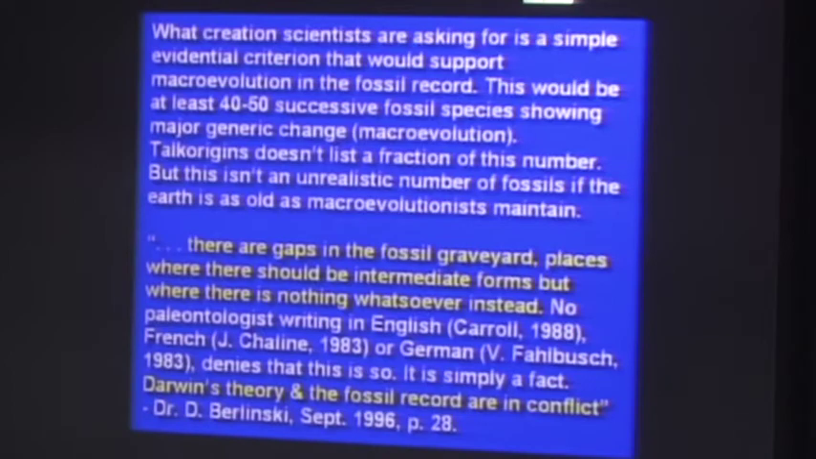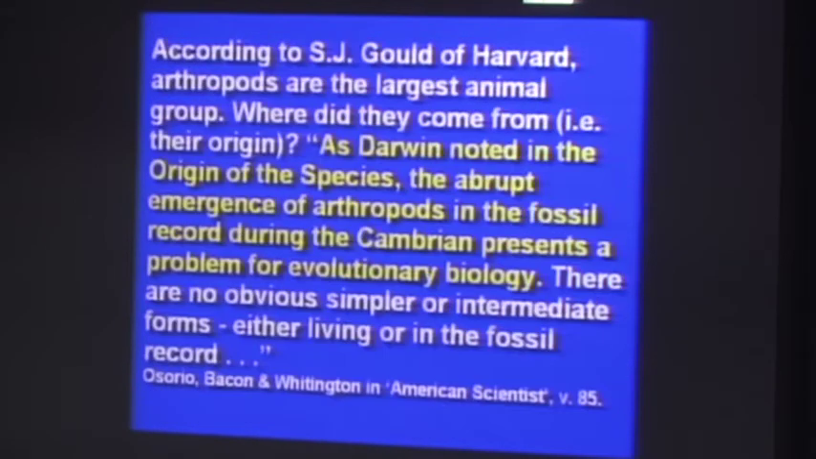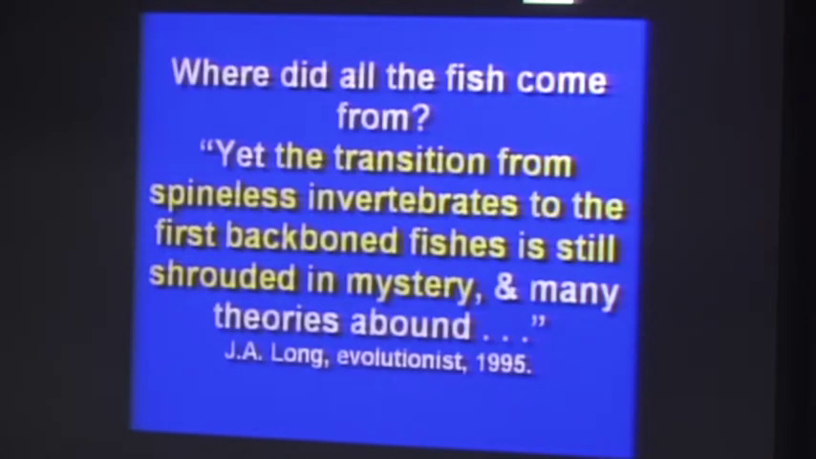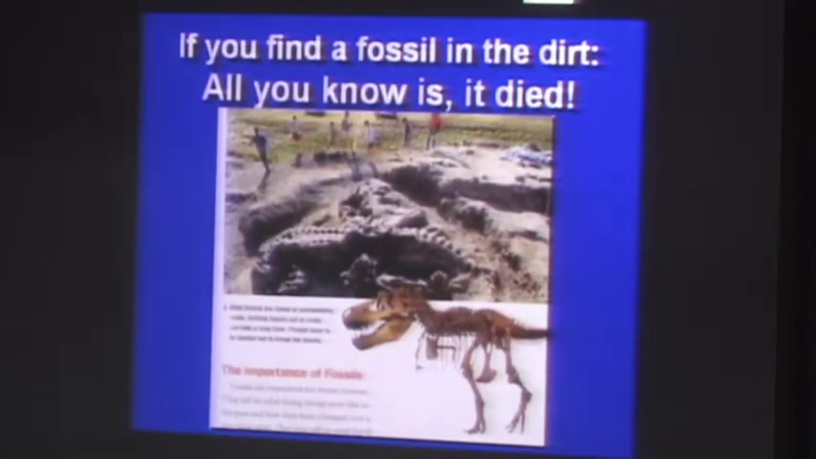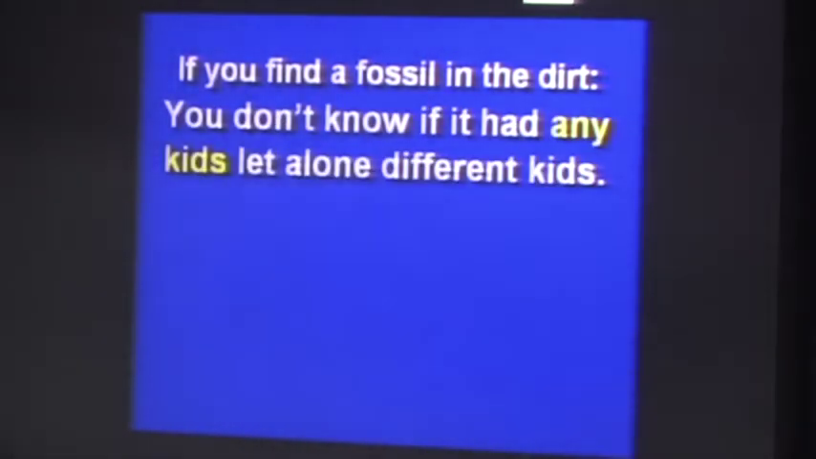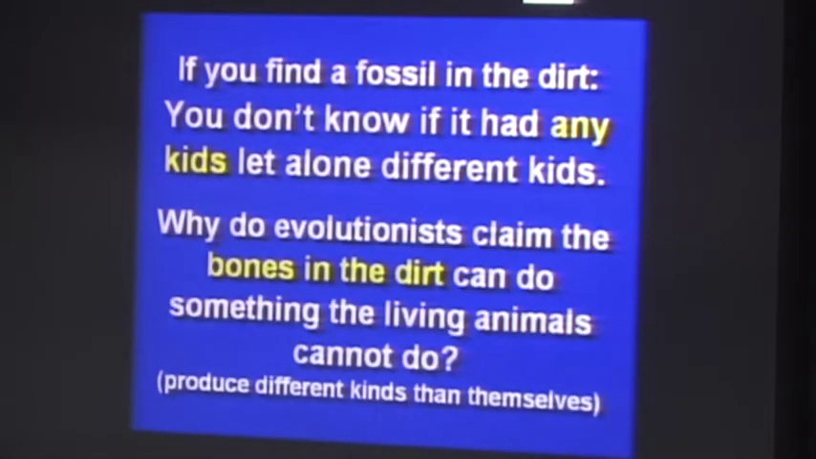Okay? And we could spend 2 days on the fossil record. There's no fossil record, and there are gaps all over the place. Every place where there ought to be something, they find nothing. No evidence for how the whale evolved, or how the birds evolved, or how the flowering plants evolved. No evidence whatsoever. If you find a fossil in the dirt, all you know is it died. You couldn't prove it had any kids. And you sure couldn't prove it had different kids. And why would you think a bone in the dirt can do something animals today cannot do? Which is produce something other than their kind.